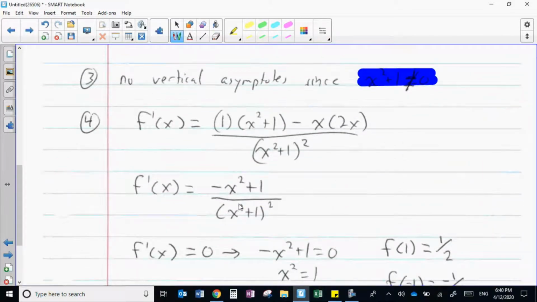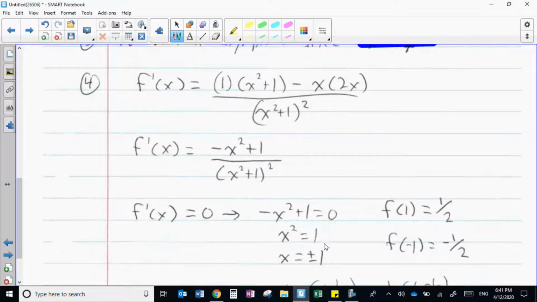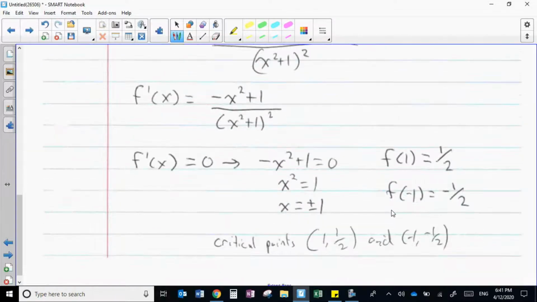When is that equal to 0? Well, the denominator can never be 0, so we don't need to worry about that. When is f prime of x equal to 0? When negative x squared plus 1 equals 0, x squared equals 1, x is plus or minus 1. Okay, now if you plug in x equals 1, you'll get a half. If you plug in x equals negative 1, you'll get negative a half. And so those are our 2 critical points. Okay, (1, 1/2) and (negative 1, negative 1/2).